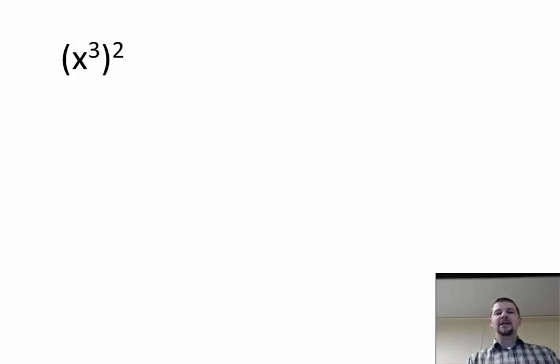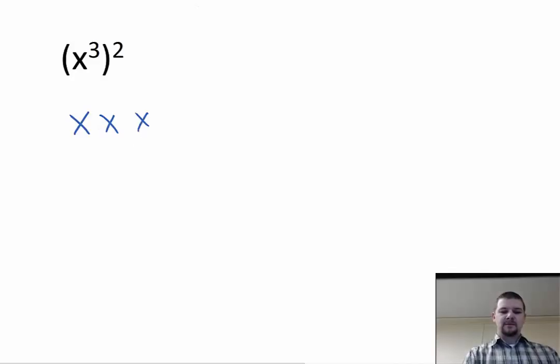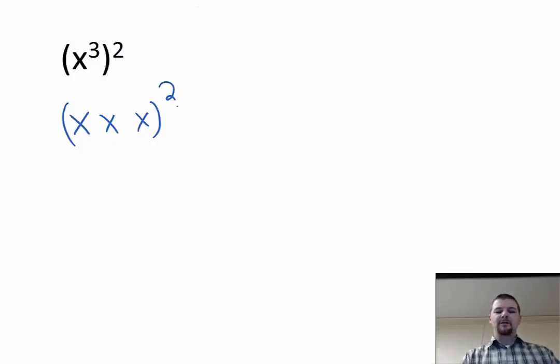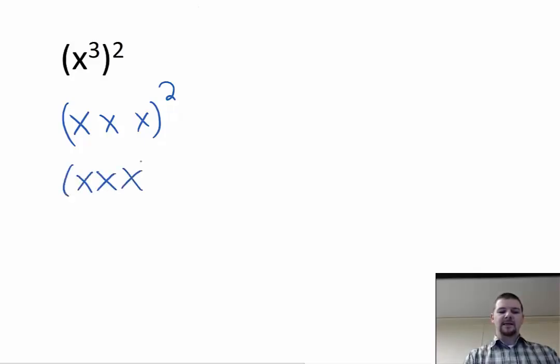First of all, consider x cubed. Now, x cubed, as we know, equals x times x times x. So we can rewrite or expand x cubed as x times x times x. And then, of course, squared would mean that we're going to square those x times x's. And so that means to multiply by itself. And so this becomes x times x times x times itself.